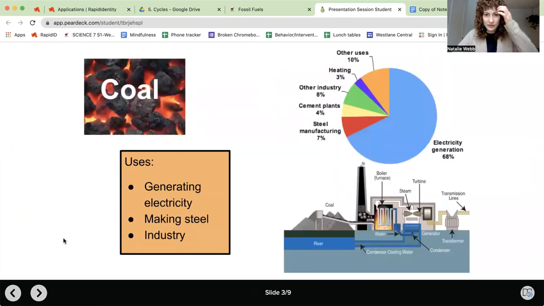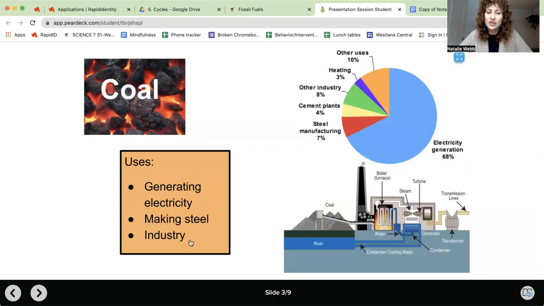All right, so let's go through them one by one. Coal. What do we use coal for? Mostly generating electricity. So we use it in coal power plants. We burn it and it spins a turbine and we get electricity generated.